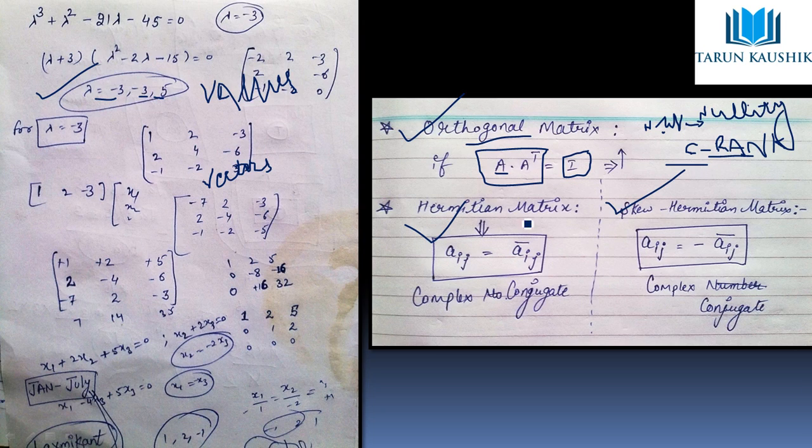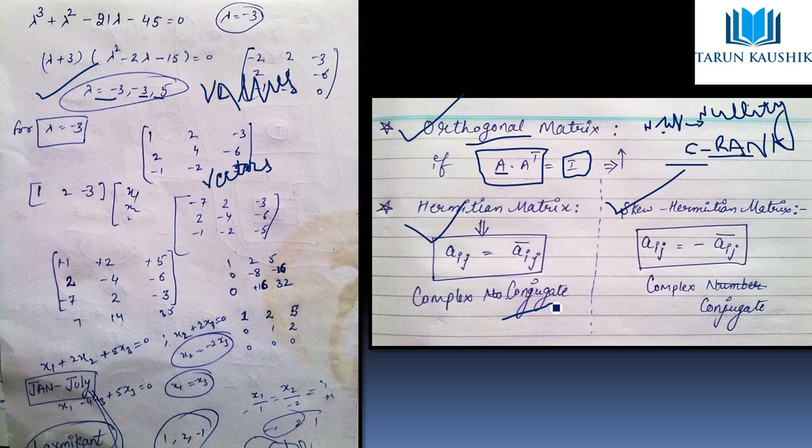Okay, so in a Hermitian matrix, what happens? Aij equals the complex conjugate of Aij. Complex conjugate means the sign of the imaginary portion of the number gets changed. For example, if it is negative, then it will become positive. If it is positive, then it will become negative.